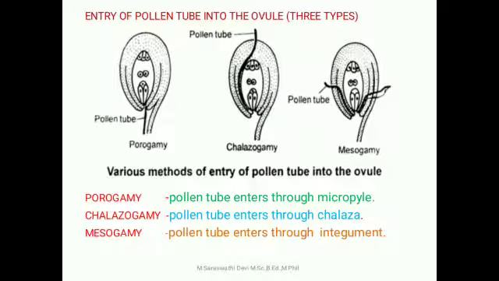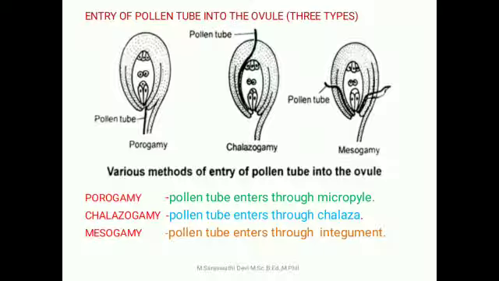Entry of pollen tube into the ovule. Based on the pollen tube entering position, it will be classified into three types. First one, porogamy. The picture will also be given. In the ovule we can see the minute pore, no? That is the micropyle. So when it enters through that micropyle, it is called porogamy.